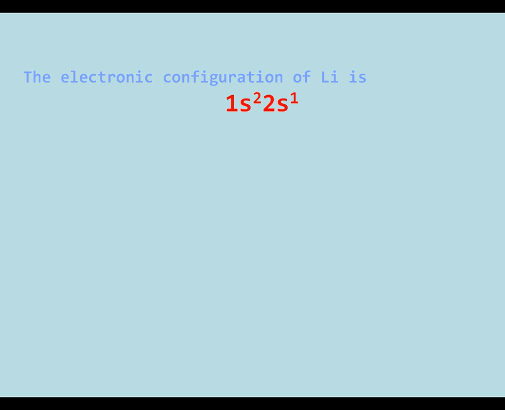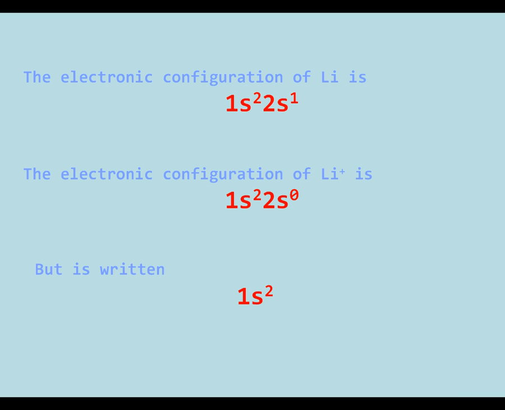The configuration for lithium is written using the subshell configuration that we saw in a previous podcast. And for lithium, it would be 1s2, 2s1. But for the lithium ion, the 2s electron has been lost, so we'd write 1s2, 2s0. But we usually drop the 2s0, and so the lithium ion's configuration would just be written as 1s2.